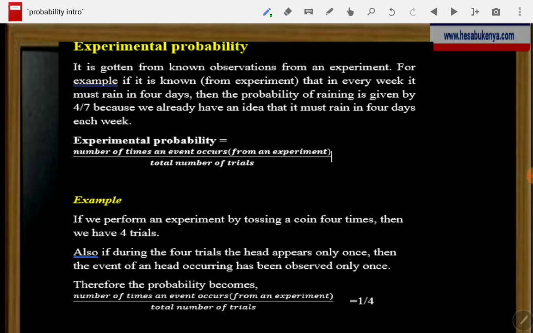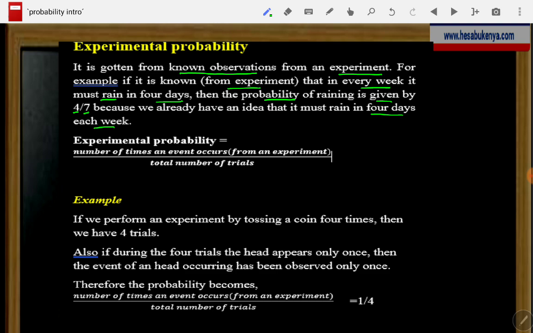The other type of probability is experimental probability. It is gotten from known observations from an experiment. For example, if it is known from experiment that in every week it must rain in 4 days, then the probability of raining is given by 4 days out of 7 days in a week, because we already have an idea that it must rain in 4 days each week.